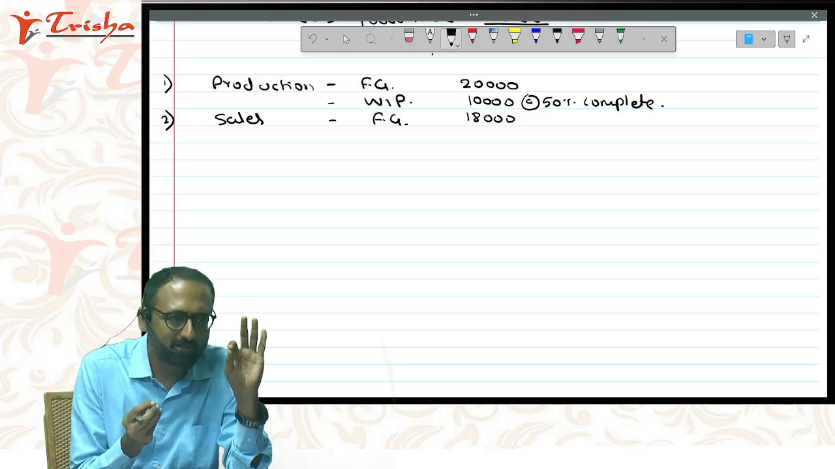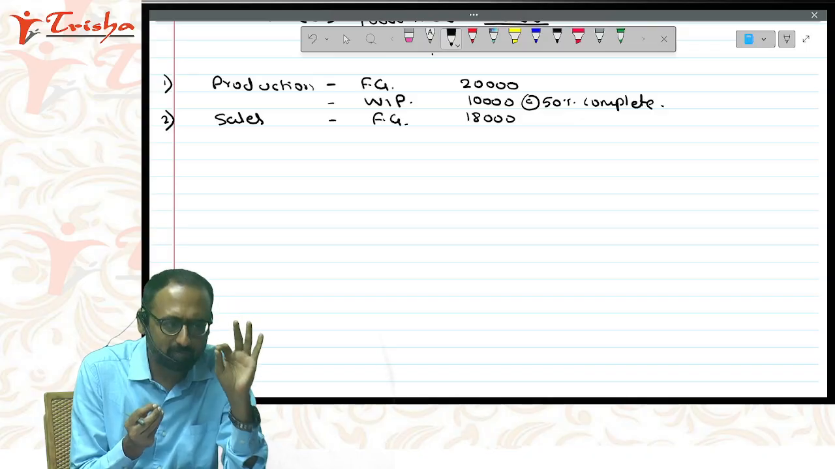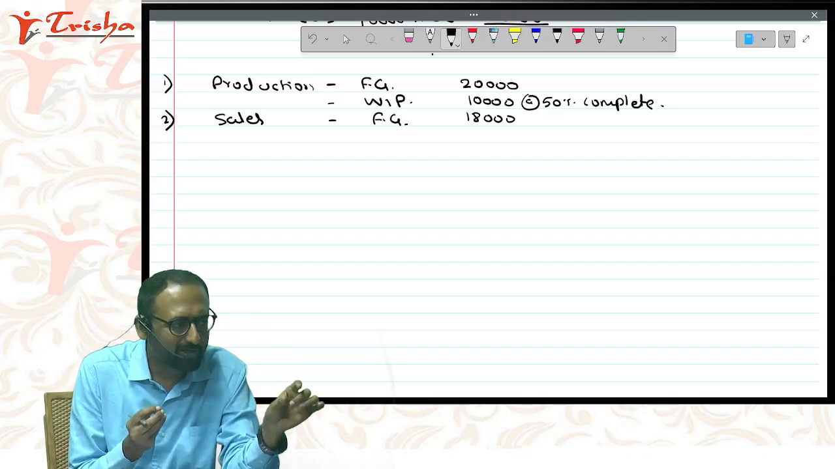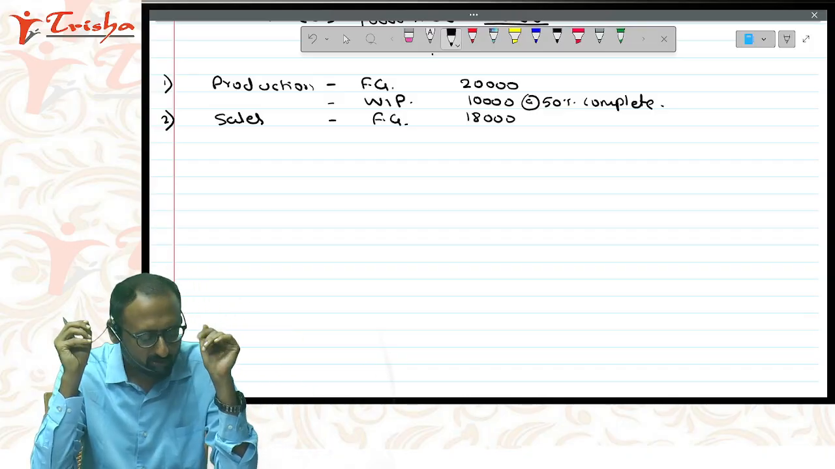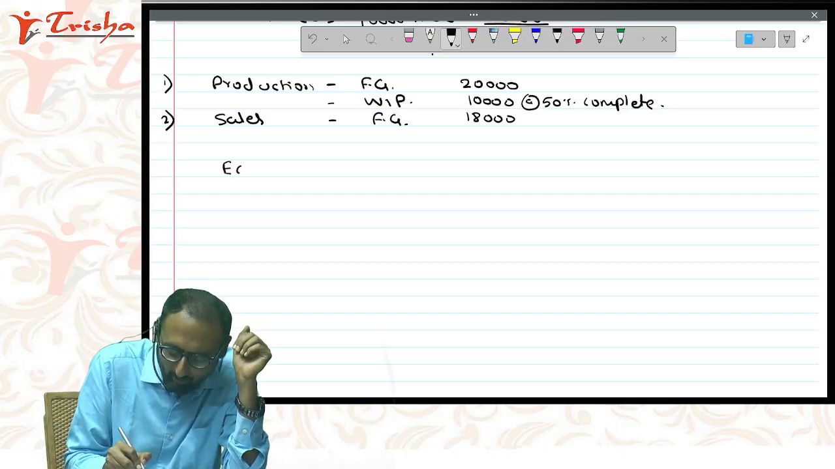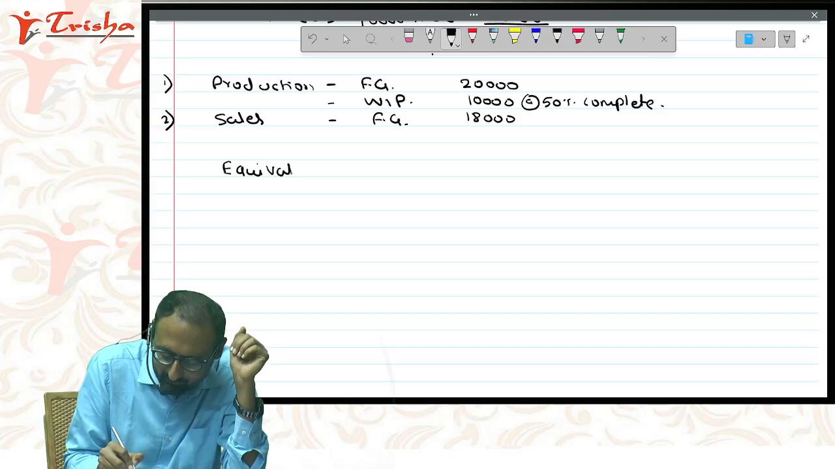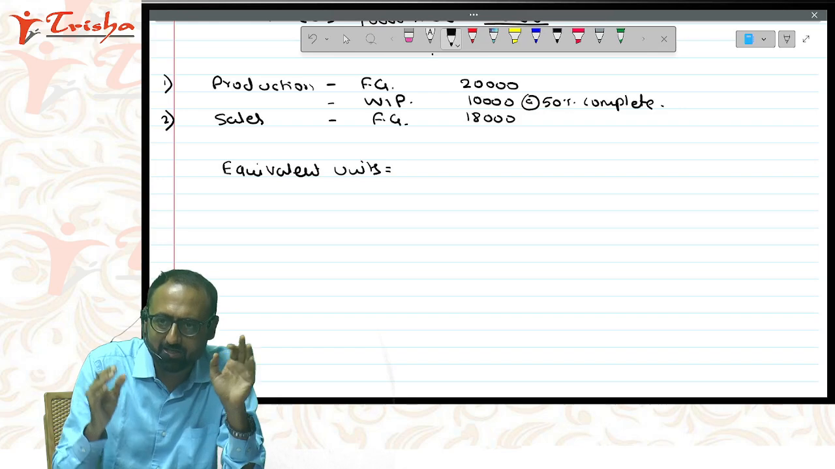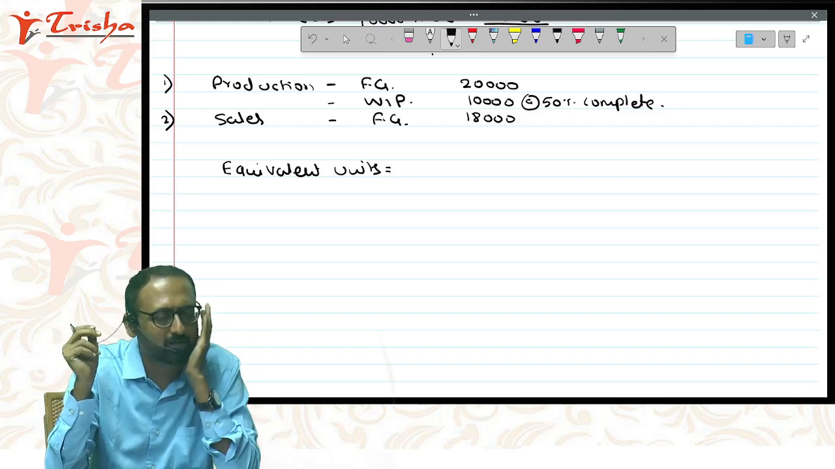In equivalent units, we will consider three figures: first closing stock of WIP, then closing stock of finished goods, and units sold. Now, you calculate and tell me how much will be your equivalent units. The first answer is expected from all of you, because most of the students make the mistake here in the examination, and this is the favorite adjustment of the institute.